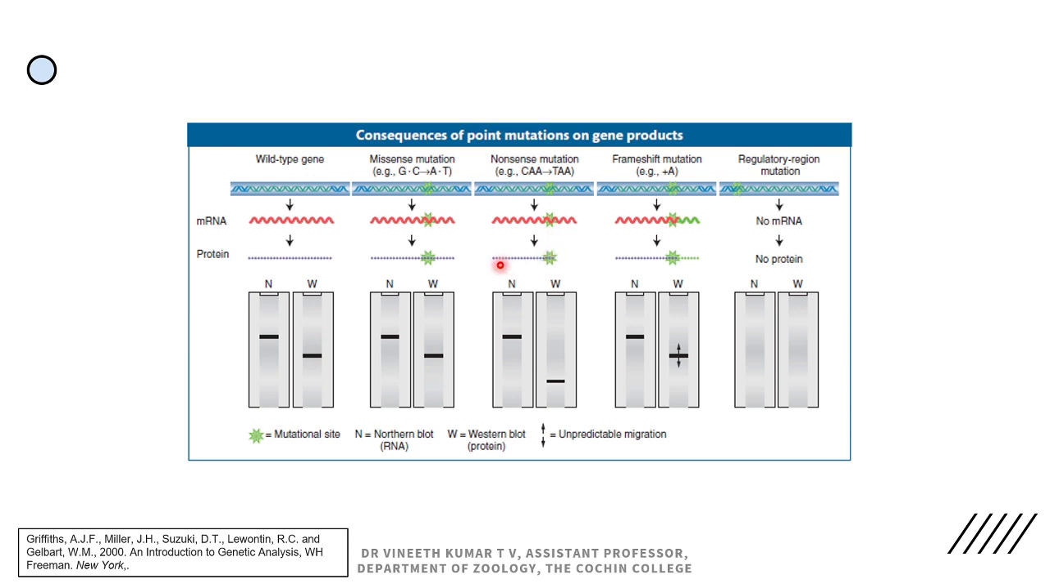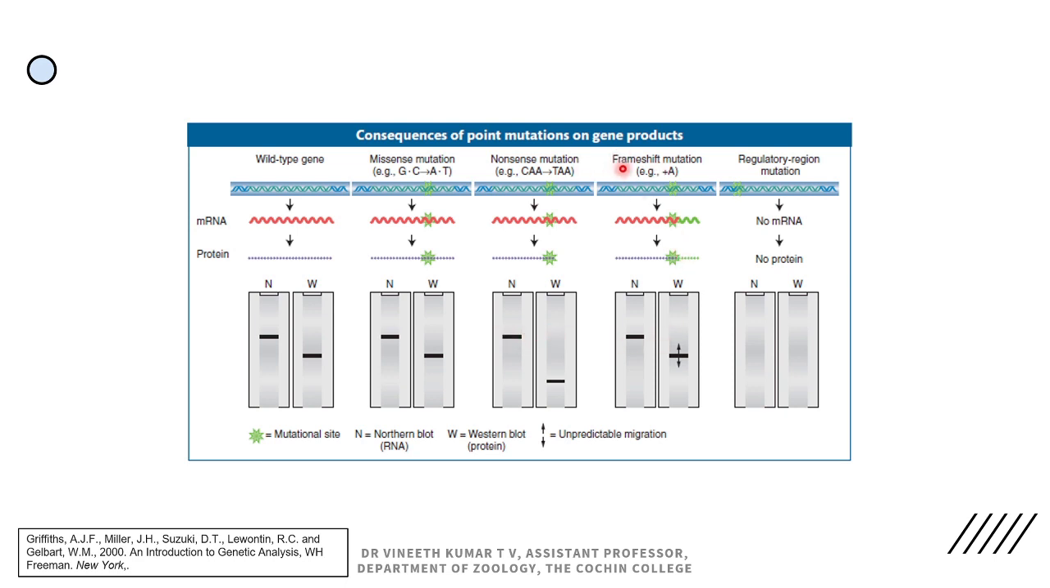And this is a nonsense mutation. Because of the nonsense mutation, the protein formation stops in between the sequence, so that the size of the protein is very small. And as I said, here the separation is based on the size. This is a lower size, so it attains a position which is very low compared to the normal protein. The mRNA will be the same. mRNA does not have any change.